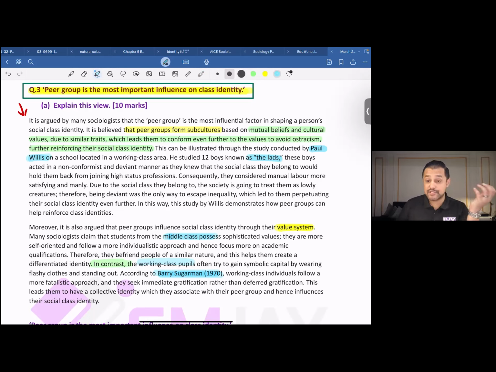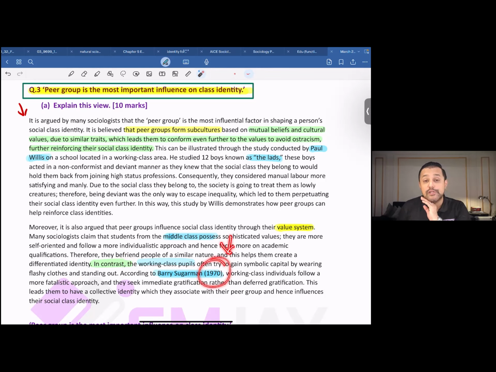This is just one example. You could use any other reference or example. This is just to help you understand this question paper and the content that has been written here. So in contrast, the working class pupils often try to gain symbolic capital by wearing more flashy clothes and standing out, according to Barry Sugarman in 1970.